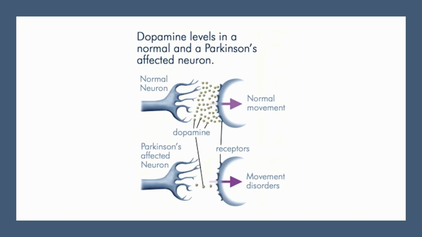So you can see here, in a normal, intact individual, plenty of dopamine is released to cause its effect for your coordinated movement. But in a patient with Parkinson's, they have less dopamine as the neurotransmitter, so less effect, and they're going to have some movement disorders later on.